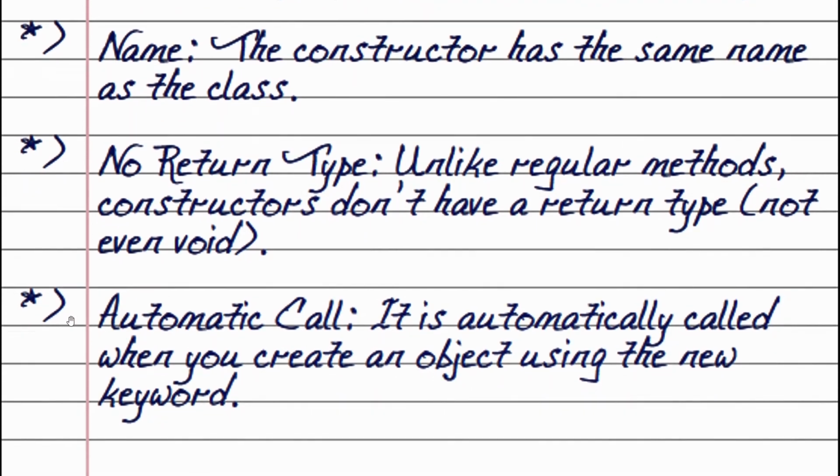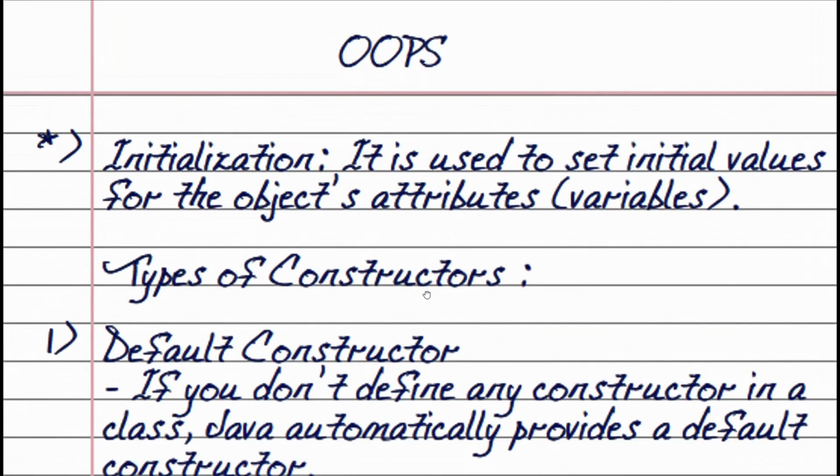The next point is automatic call. That is, it is automatically called when you create an object using the new keyword. As you create the object for a class, it is automatically called.